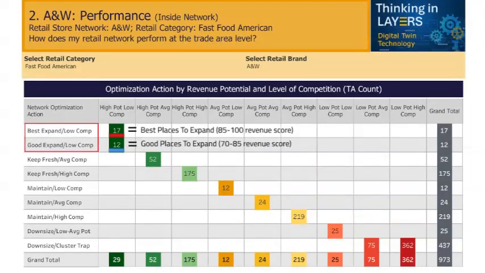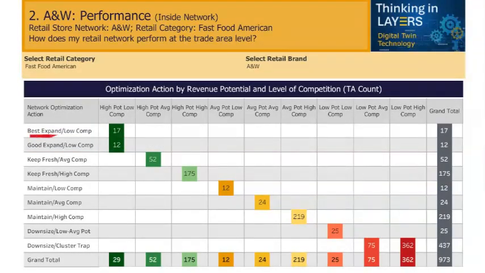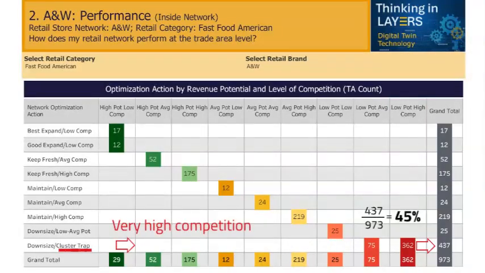The first part of the action indicates whether the site is a candidate for expansion or keeping the site fresh, maintaining it, or downsizing it, while the second part is the rationale. On the far right of the table, low potential and high competition creates something we call a cluster trap. Cluster traps occur when businesses mimic the strategy of their competitors by locating where they are. This often creates trade areas with too many retailers for the size of the market, which ultimately leads to mediocre business. For example, A&W has almost half of their network inside cluster traps.